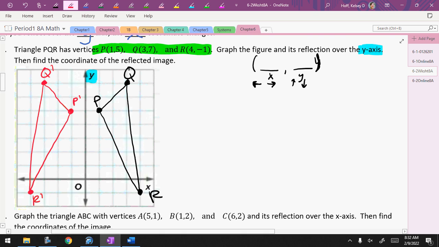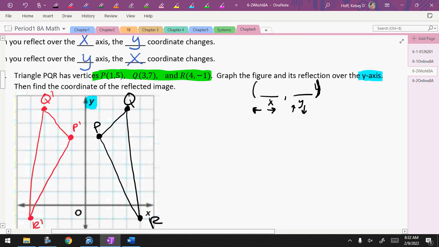Okay, now there's 2 ways we can do this. We can look at our graph and write down the coordinates, or we can use the trick Ms. Hoff just reminded us. When you reflect over the y, you change the x-coordinate to the opposite sign. So let's try this. 1, 5. No, we went over the y-axis, so -1, leave 5. Double check. Is this point at -1, 5? Yes.